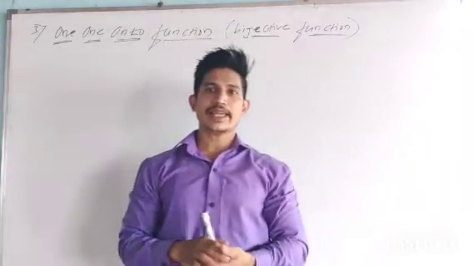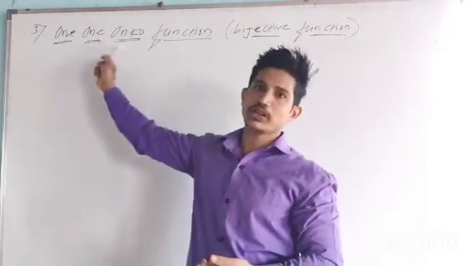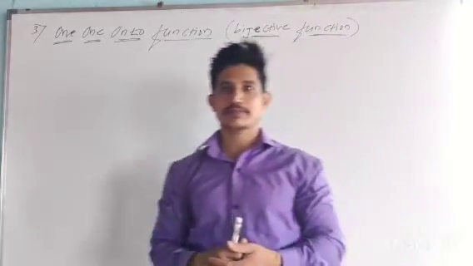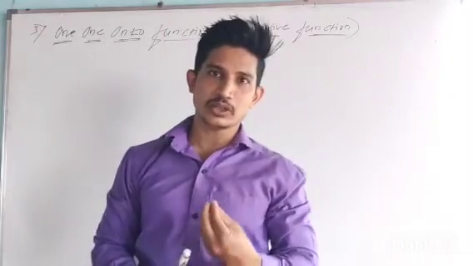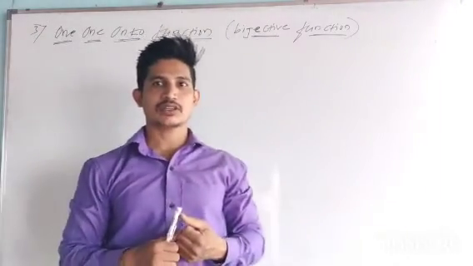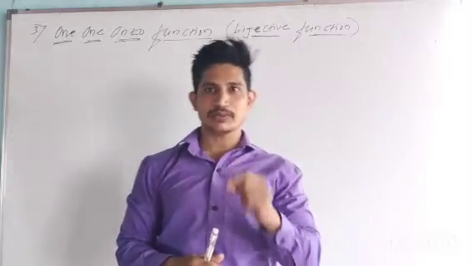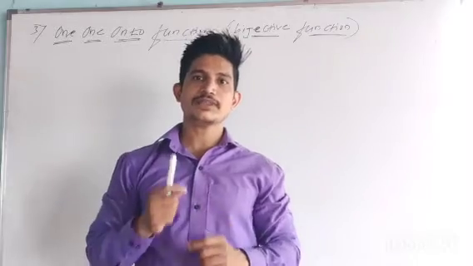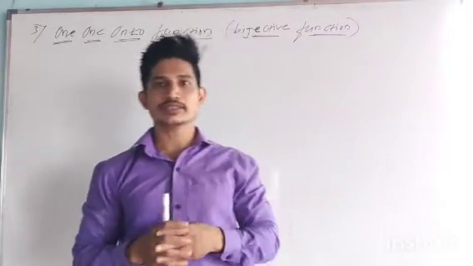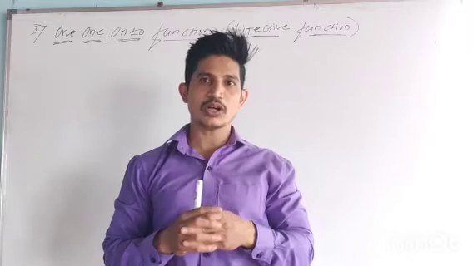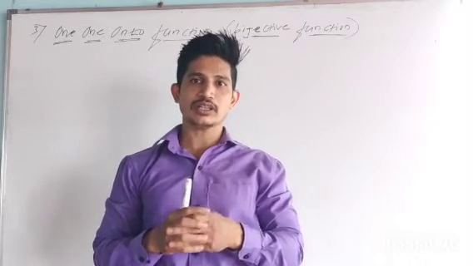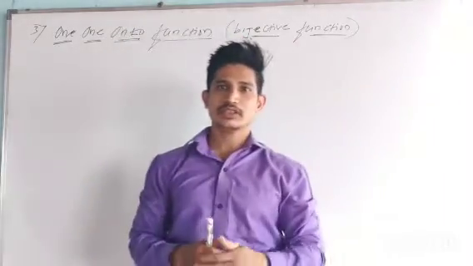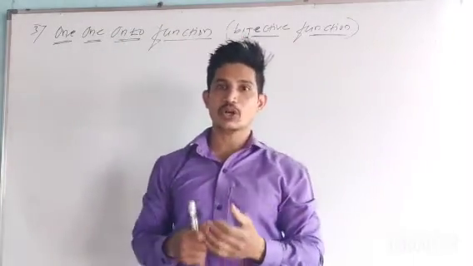Now let's see the next type of function, called one-to-one onto function, or it is also called bijective function. When is the function called one-to-one onto or bijective? If the same function is one-to-one and also onto, then the function is called one-to-one onto function. It is also called bijective function. Now let's see an example of when the function is called bijective.